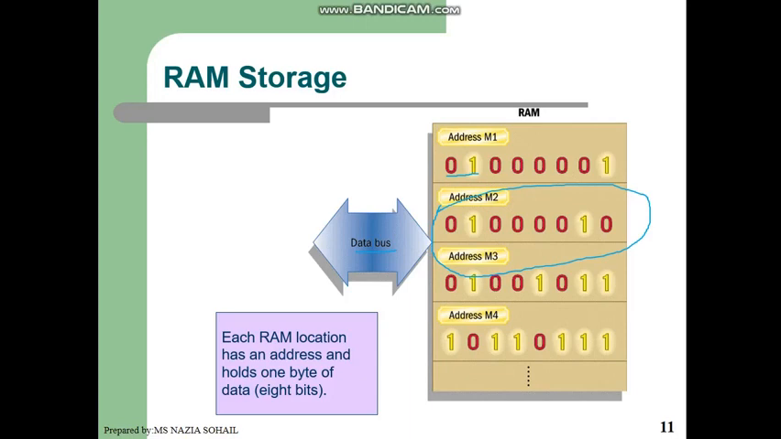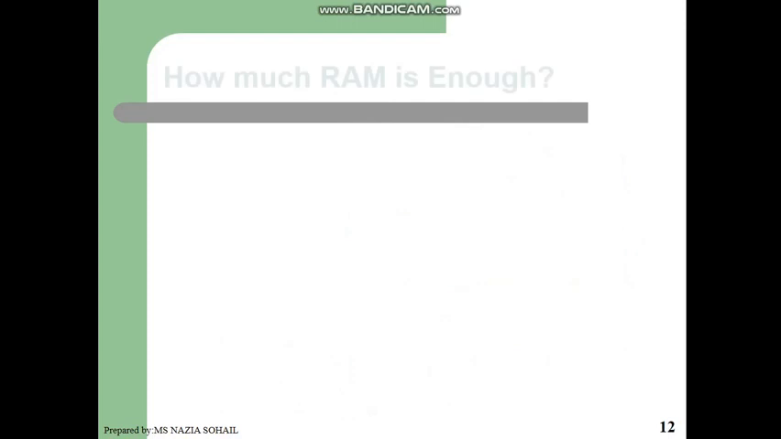Each RAM location has an address and holds 1 byte of data. Eight bits. Okay, if I count how many bits there are, let's count with me. 1, 2, 3, 4, 5, 6, 7 and 8. So that is 8 bits of data. That is what I wanted to tell you. Come towards the next slide.